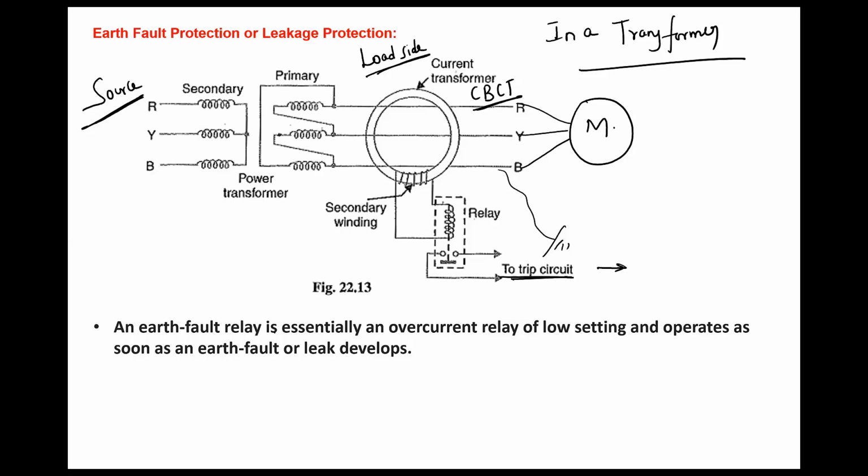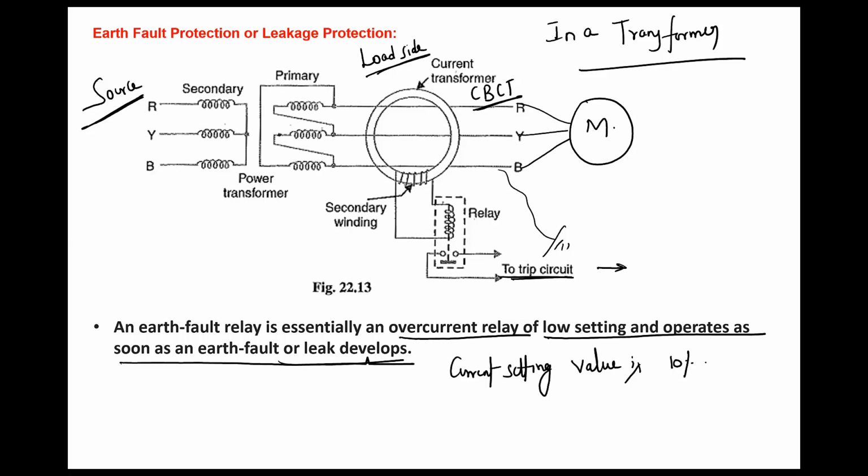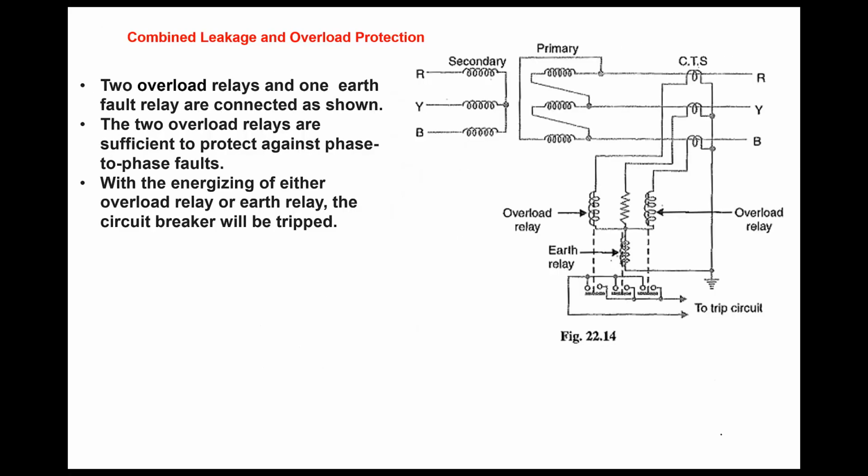An earth fault relay is essentially an overcurrent relay whose settings are very low. Usually the current setting value for earth fault relays will be very small, in the range of 10 to 50%. It is nothing but an overcurrent relay with a lesser current setting. Understand?